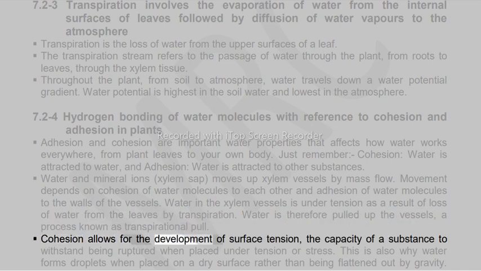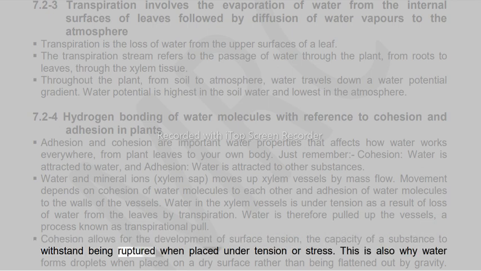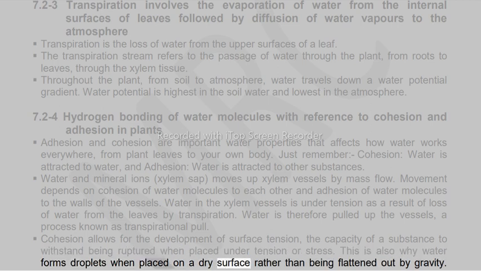Cohesion allows for the development of surface tension, the capacity of a substance to withstand being ruptured when placed under tension or stress. This is also why water forms droplets when placed on a dry surface rather than being flattened out by gravity.